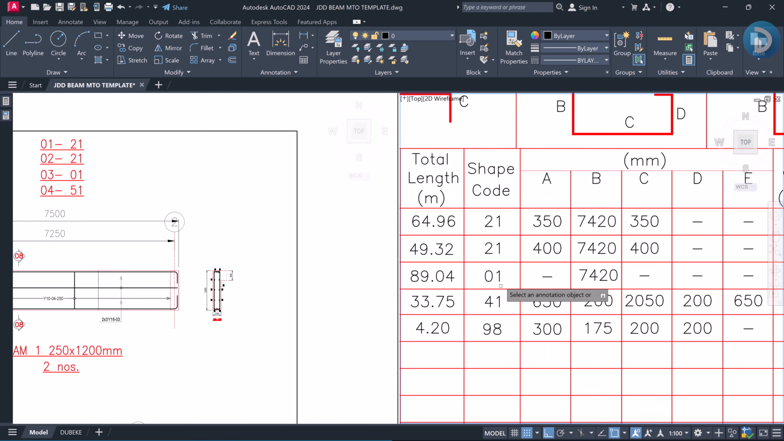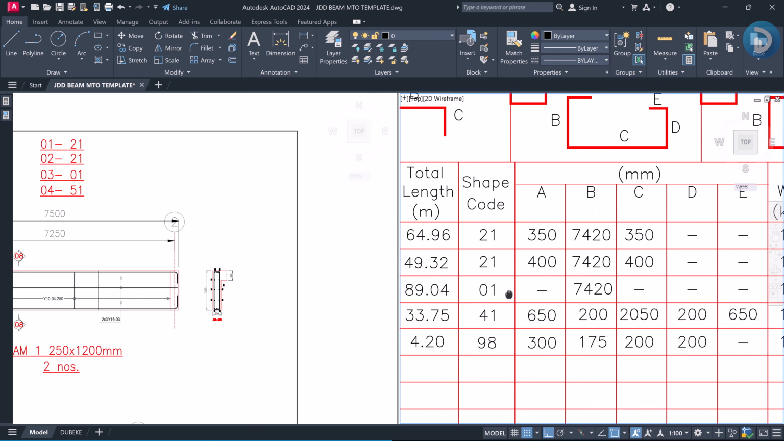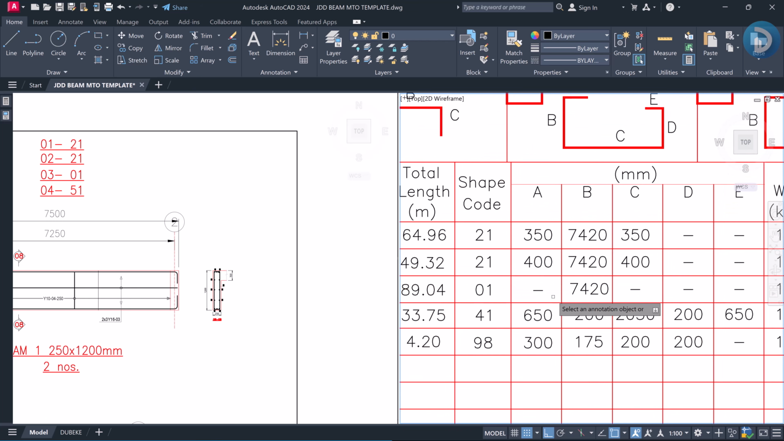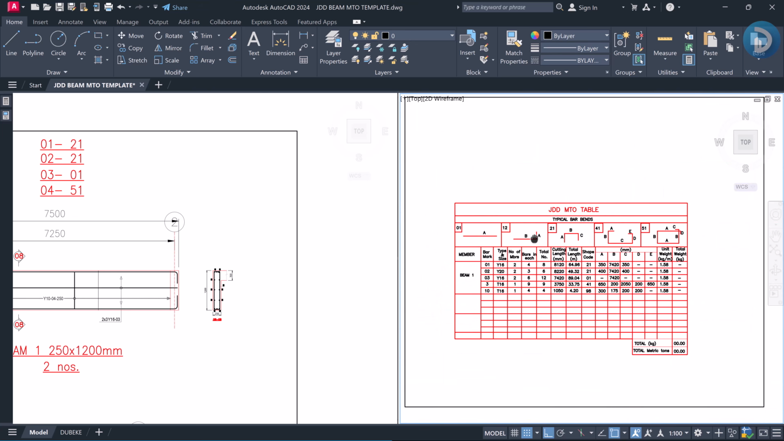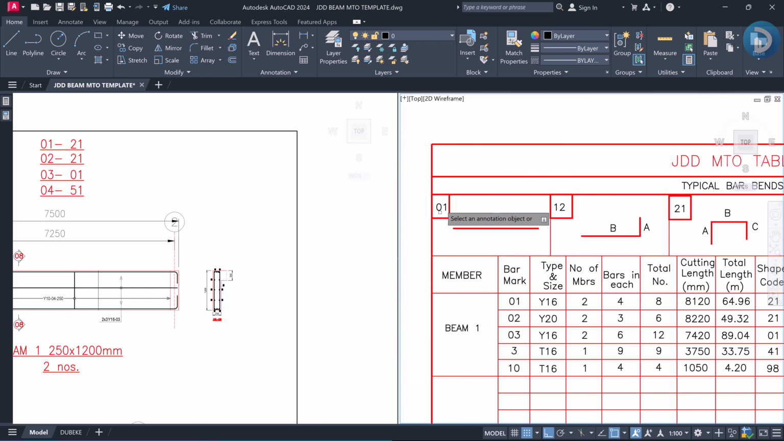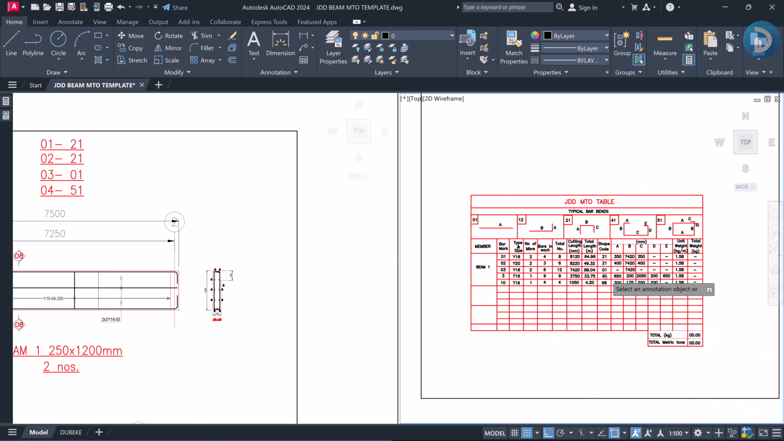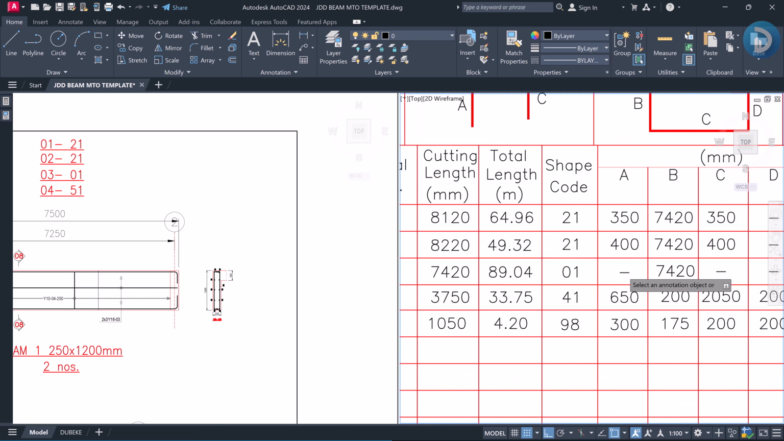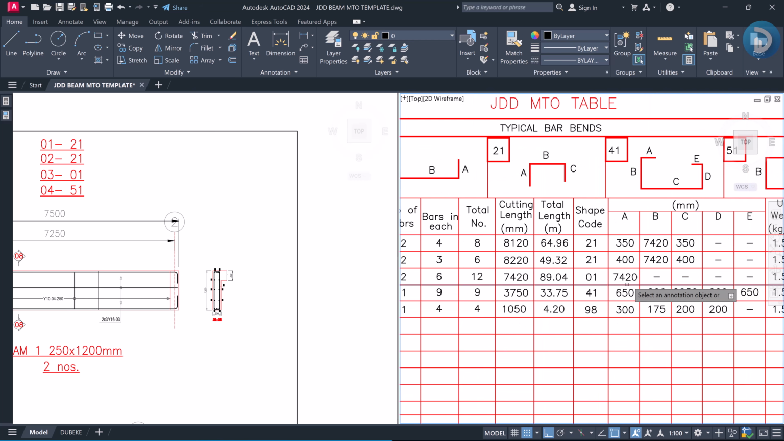Okay, so our bar mark in this case is bar mark 01, right? So we can leave this as 01. For the side required for 01, the only side we require is side A. So permit me to take this back to 7420, and this is our dash. Okay, so our side A is 7420.